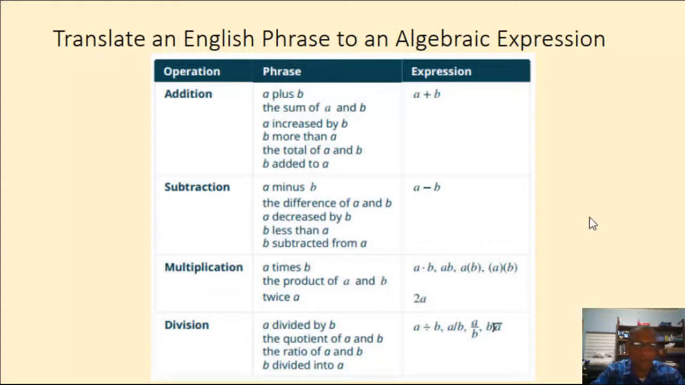Likewise, for multiplication, it's a times b, or the product of a and b. So be aware of that, right? We often say the product of a and b. In the case of when you're just multiplying by 2, you can say twice, but this is very limited. Likewise, for division, we can say a divided by b. We can say the quotient of a and b. So be aware of this. The quotient of a and b, the ratio of a and b, or we can say b divided into a.